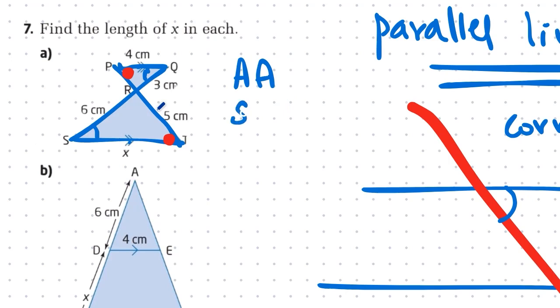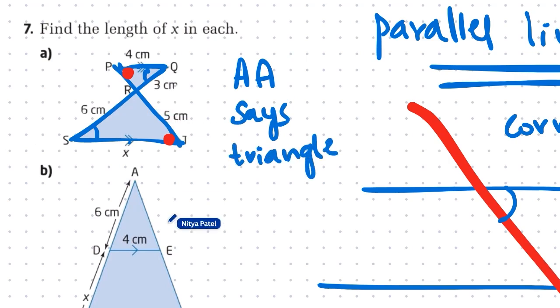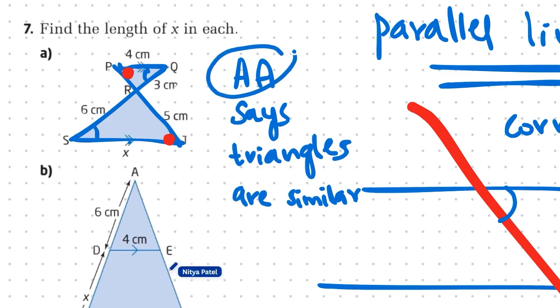AA criteria says that triangles are similar. AA criteria for similarity: if two angles are equal, that will be enough. Triangles will be similar. So based on that, can you write the statement? The similarity statement we need.